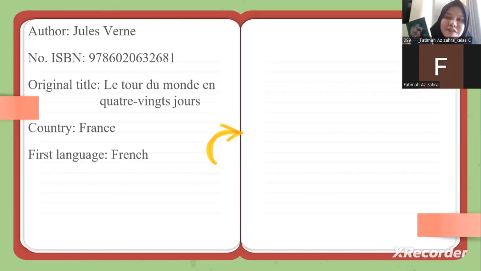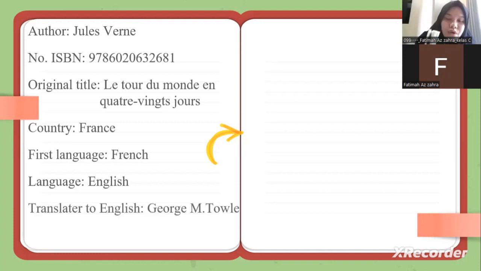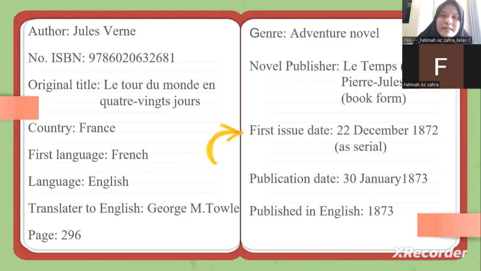The first language of this book is French, but the language version that I read is English. The translator is George M. Towle. And this book has 296 pages. Next, the genre is adventure novel, and the publisher is Le Temps as a serial, and Pierre-Jules Hetzel in book form.